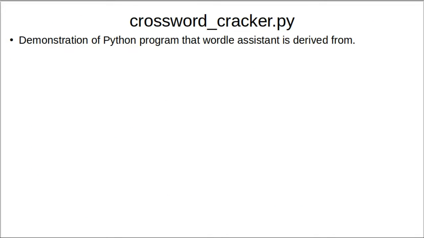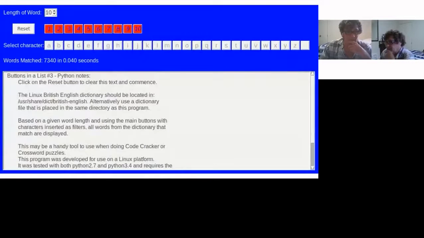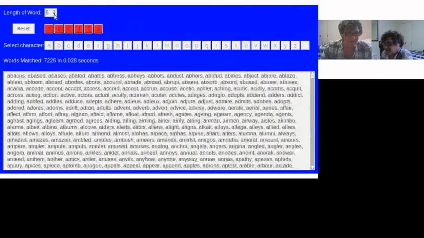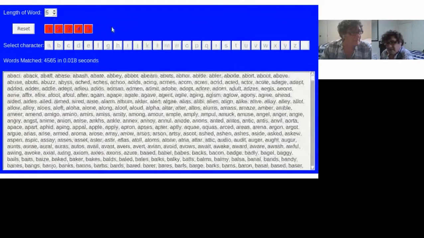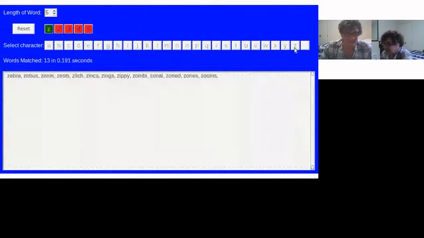Okay, so I'll just start with this crossword cracker. You should see a crossword puzzle and code cracker tool. This is what I wrote for solving crossword puzzles. My wife used to say to me things like, what's a five-letter word that starts with a Z or something. So here I could just click it to have a length of five, and then I could select that the first one had to be a letter Z.